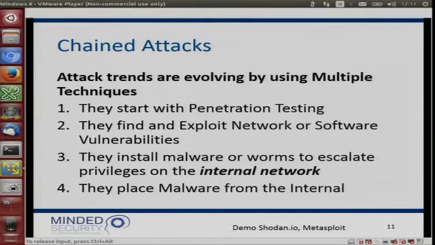After that, they install malware or worms to escalate privileges in the internal network, because before installing things, they breach the network and they put a foot in the network before installing malware inside, because it's easier to install malware inside the network and propagate it from the inside. And then, of course, they place malware. But before that, they start with penetration testing the external websites. How can they penetration test external websites?